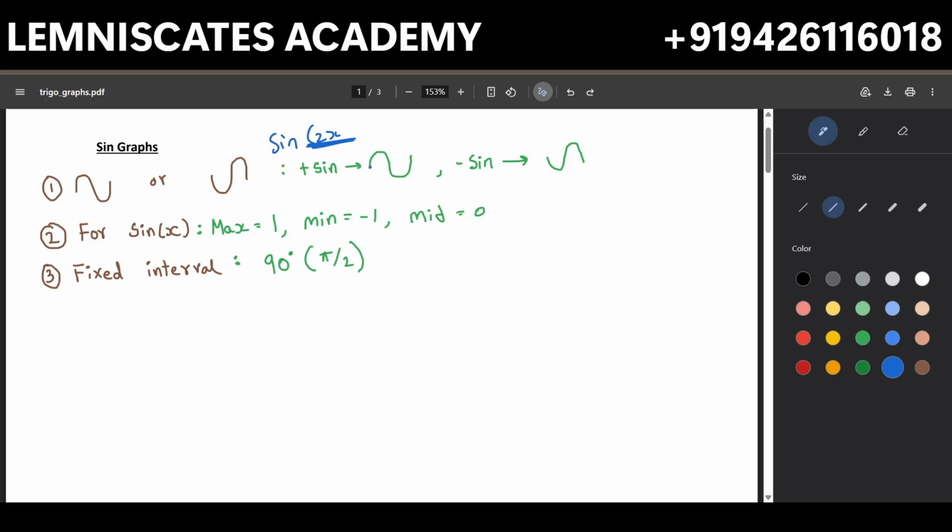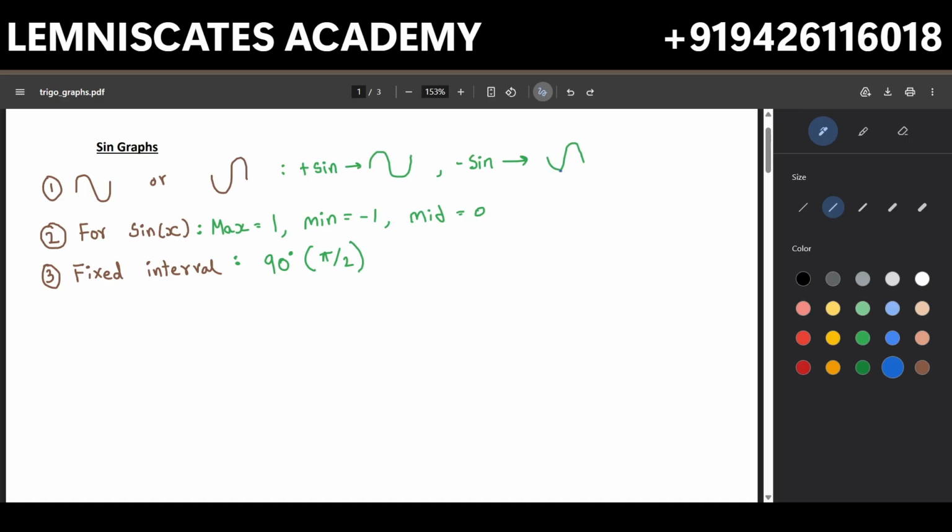It is first going to go from middle to maximum, and then this pattern just repeats: middle, maximum, middle, minimum, middle, maximum, middle, minimum, middle, maximum. That kind of pattern will keep on repeating itself after every fixed interval of 90 degrees or pi by 2 radians. I'm going to show that to you in a couple of seconds. And if your sine has a negative sign outside as a coefficient, in that case, it does not go from middle to maximum, rather it goes from middle to minimum. And then again, it will repeat the cycle.